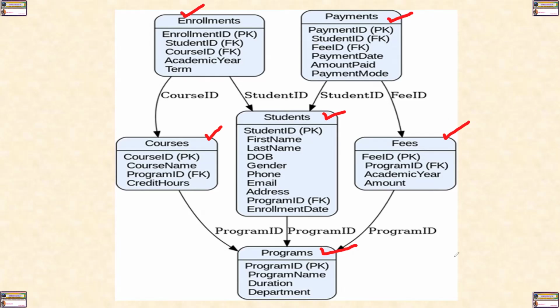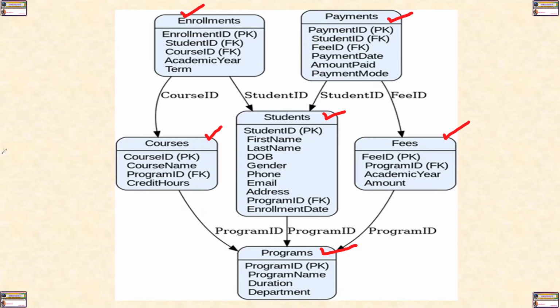I repeat. Before you proceed with creating a database, have a clear ERD. It is this ERD that will guide you in the creation of your tables and your relationships, because that is the foundation for any database. And therefore, the database we are going to design in my series of managed database system presentations will be composed of 6 tables. These tables are enrollments, payments, courses, students, fees, and programs.